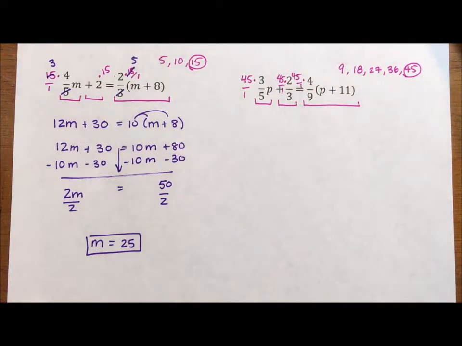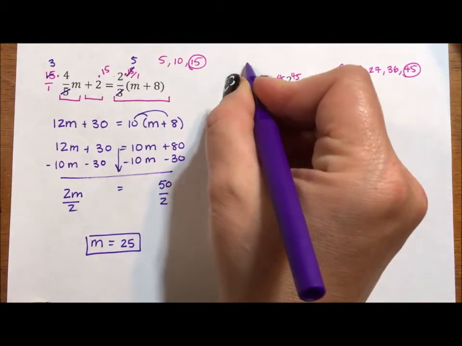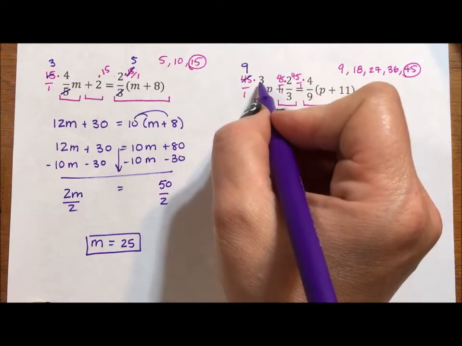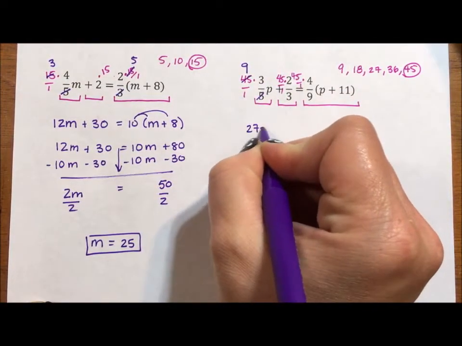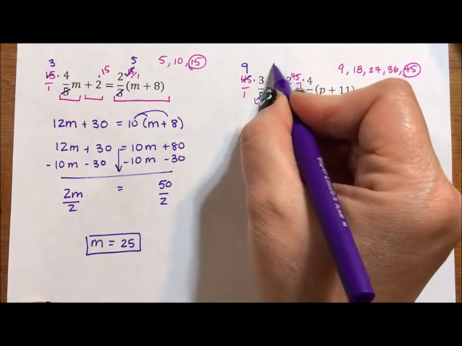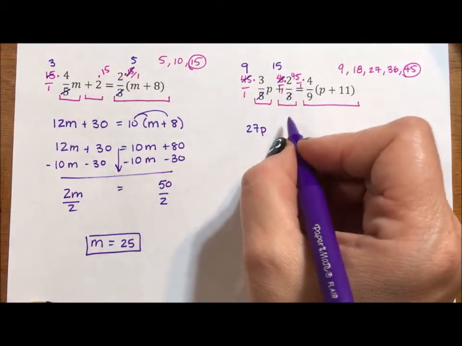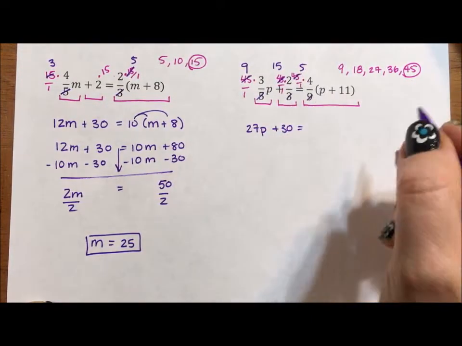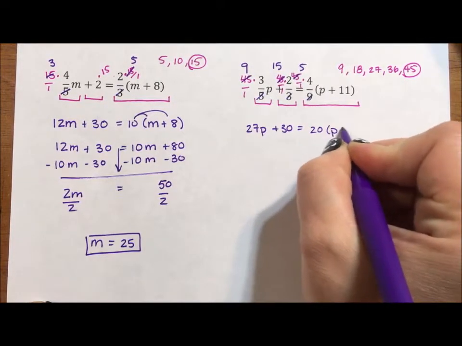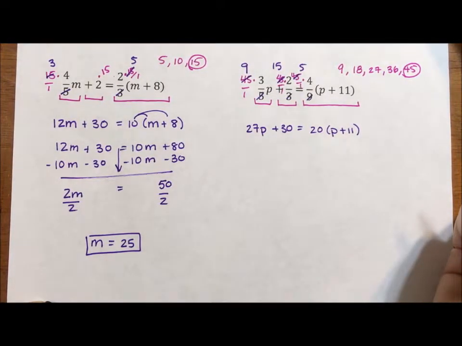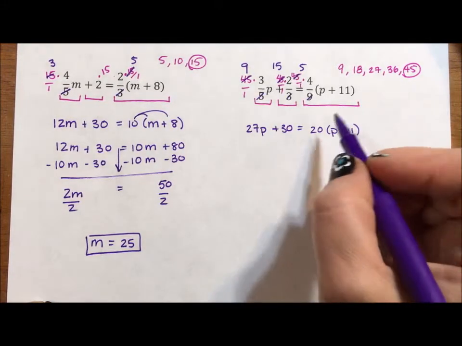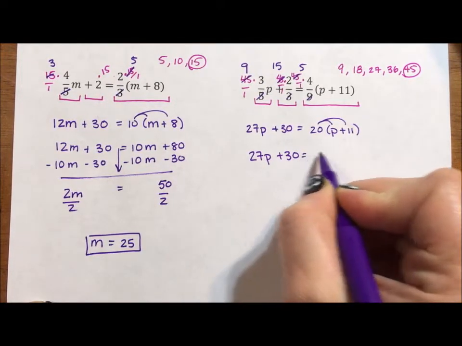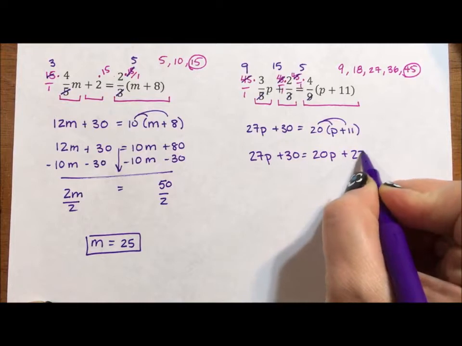Okay. Phew. For my first term, 5 goes into 45 9 times, and I end up with 9 times 3, and 9 times 3 is 27p. 3 goes into 45 15 times, and 15 times 2 is 30. 9 goes into 45 5 times, and 5 times 4 is 20. Though it's still not the prettiest problem, it's a lot prettier than it was with all of those fractions. I'm going to distribute my 20. 27p plus 30 equals 20p plus 220.